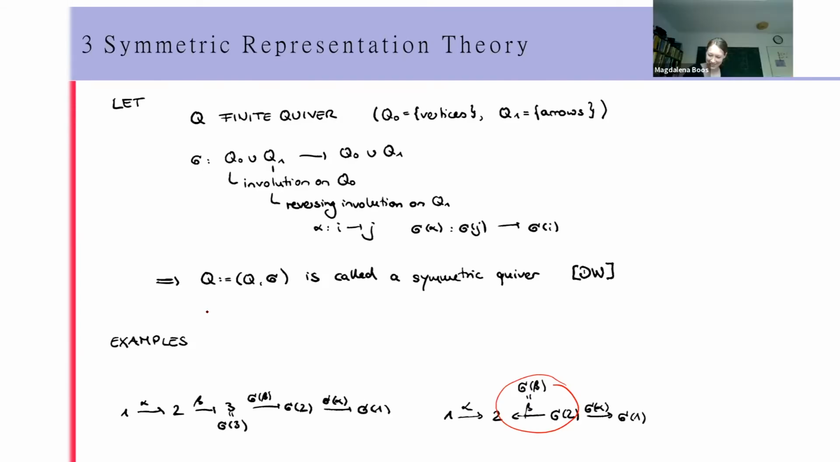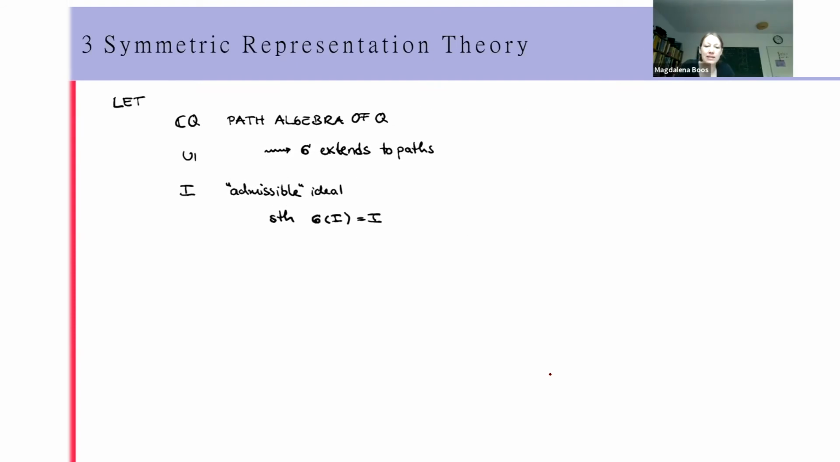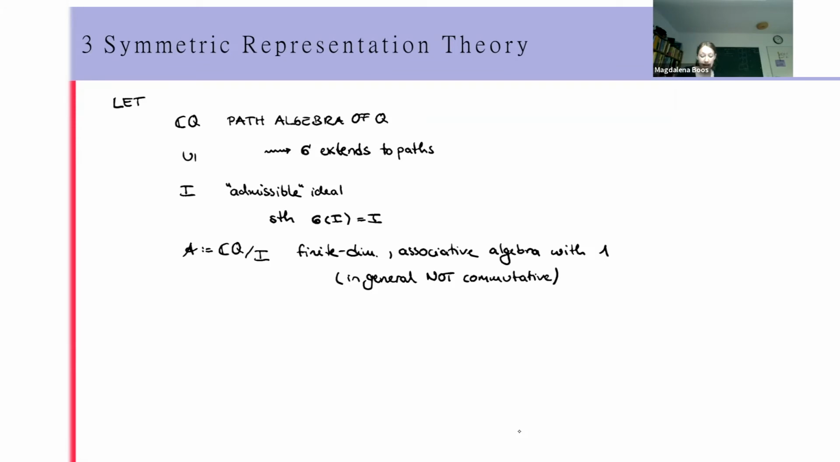It's a good question. Okay, and this admissible ideal has to respect our symmetry. So sigma of I is I. I is a symmetric ideal. And if this is the case, then we define our quotient algebra. This is the same as before. And it's again finite dimensional, associative, with a one element. In general, it's not commutative, just because it's a path concatenation.